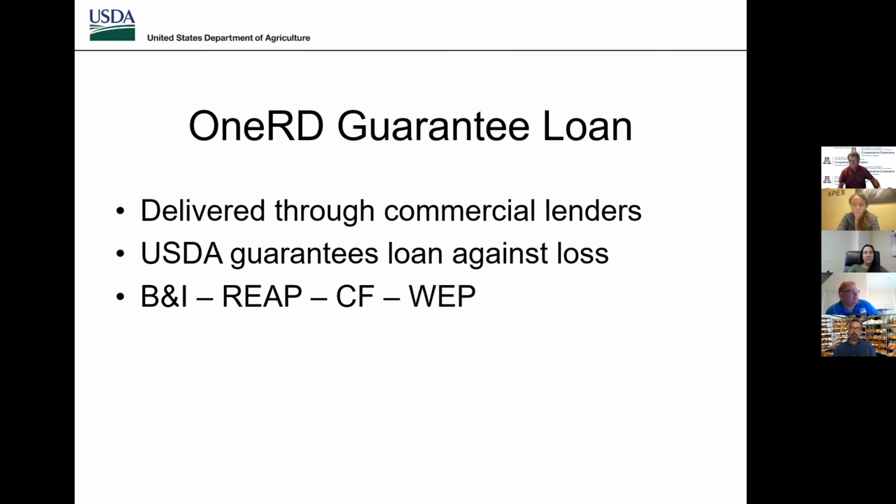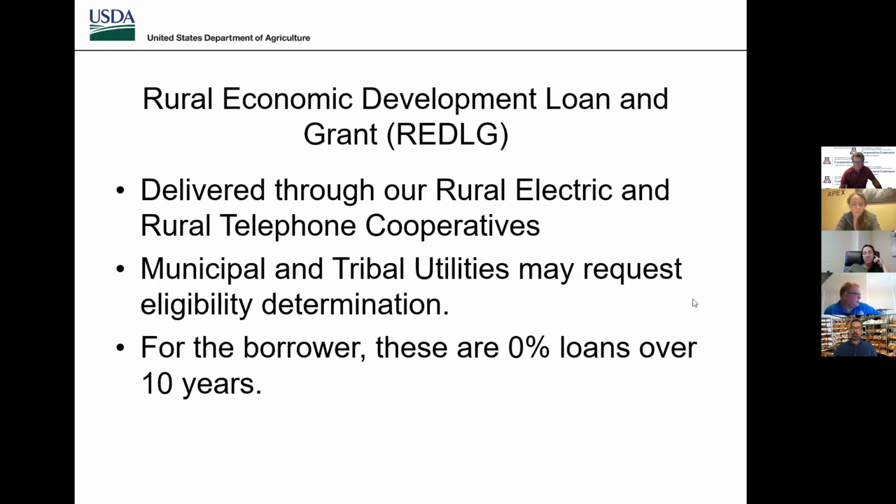Maximum community facility loan is $100 million. The maximum for the water and environmental program is $50 million, and for B&I and the Rural Energy for America program it is $25 million. But again, we have used the guaranteed loan program with the B&I especially for projects on Native American reservations, and they've been excellent loans. So I just wanted to bring that out.